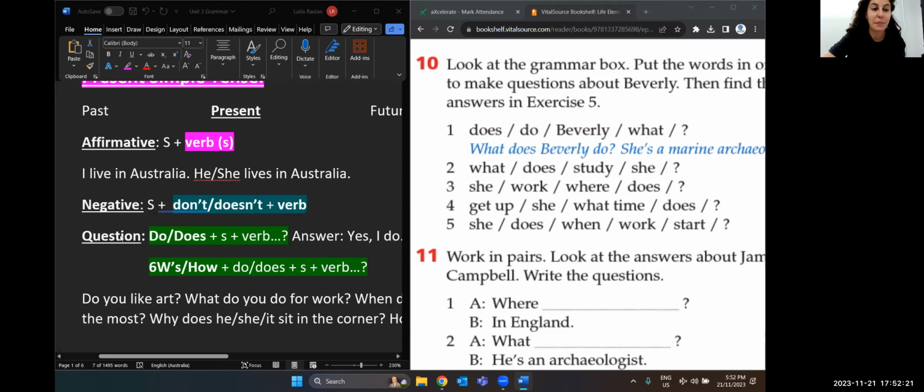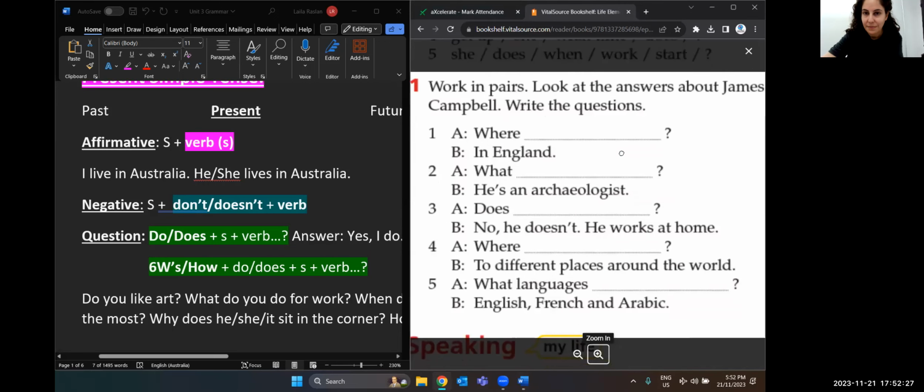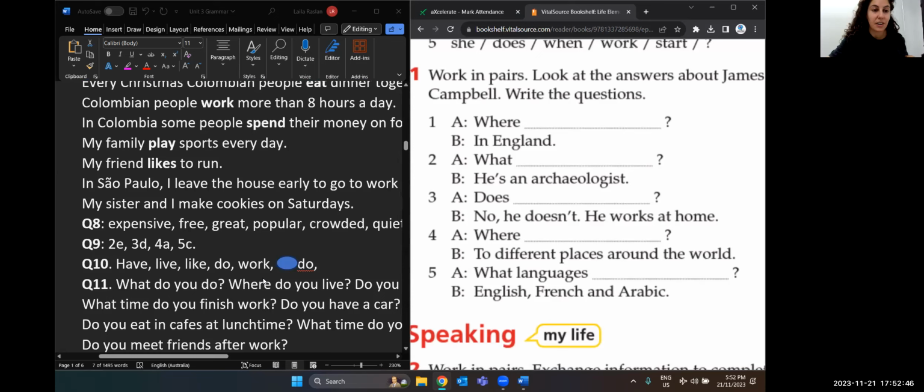Good. So we know how to make a question for he, she, it in the present simple. Okay, let's do these questions. We know we talked before about Dr. James E. Campbell in number 6. Let's make some questions. So number 1, where, what? And then the answer is in England. Where? Yeah, where does he work?